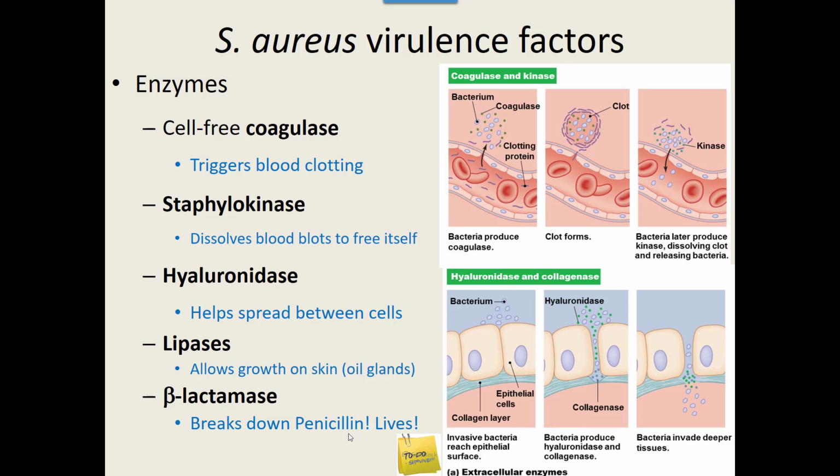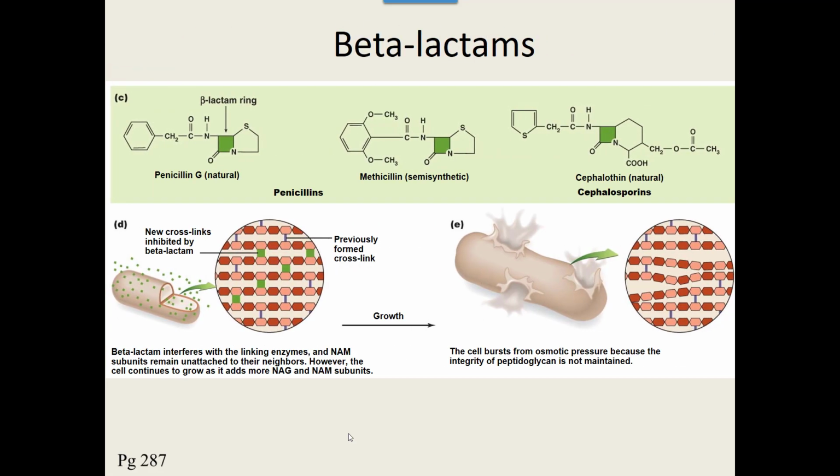This is my little reminder of beta-lactam drugs. Those NAMs and NAGs that normally should be held nice and tight together, beta-lactam drugs prevent that from happening, and the bacteria fall apart. They have a weak cell wall. Well, if you've got the enzyme that breaks down beta-lactams, such as penicillin and methicillin, your cell wall will be structurally sound.